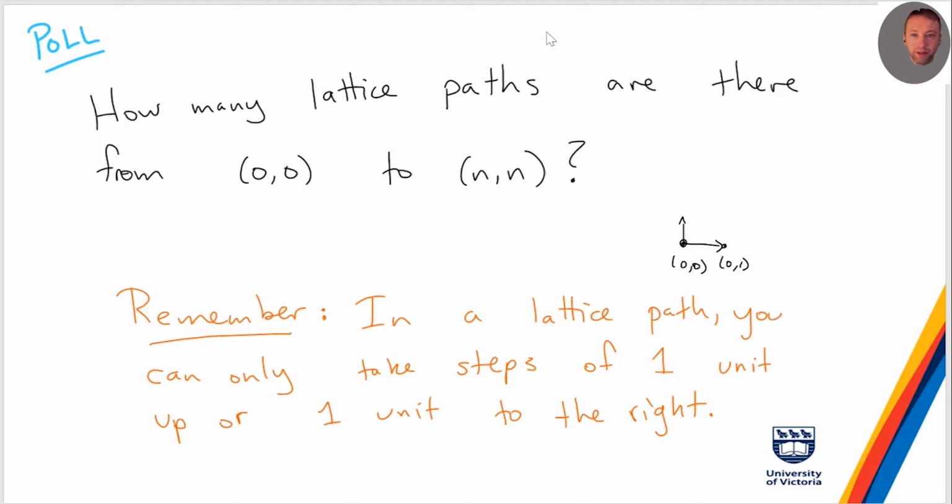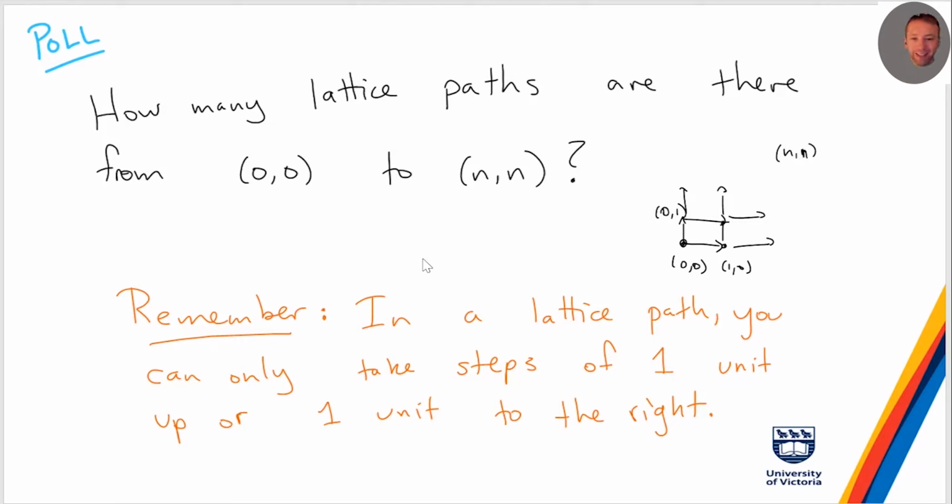Oh, sorry, I got this all messed up. If I take a step to the right, I go to 1, 0. Or you can take a step up and go to 0, 1. And you take steps to the right or up and try to reach n, n.